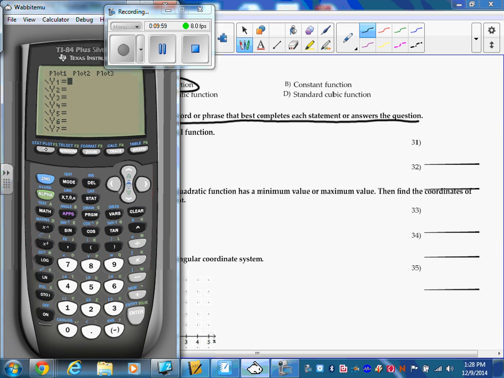And I'm going to do y equals. So this is y equals x cubed plus x squared minus 42x. And then I'm going to graph that.